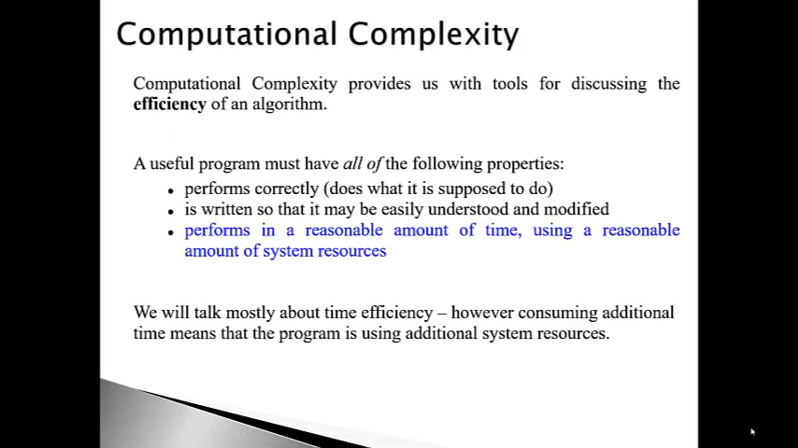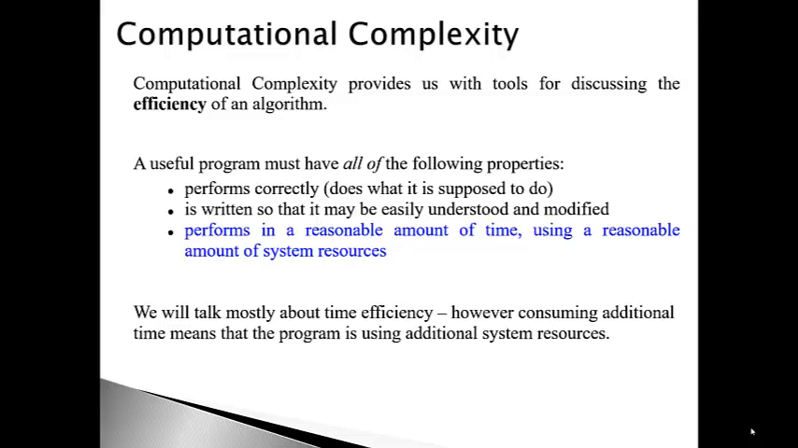So computational complexity provides us with the tools for discussing the efficiency of an algorithm. A useful program has to have all of the following properties. It needs to perform correctly, it needs to do what it's supposed to do. It should be written so that it's easy to understand and easily modified by someone else, but it also should perform in a reasonable amount of time using a reasonable amount of system resources. Now, system resources means the amount of CPU that it takes, the amount of memory it takes, etc.